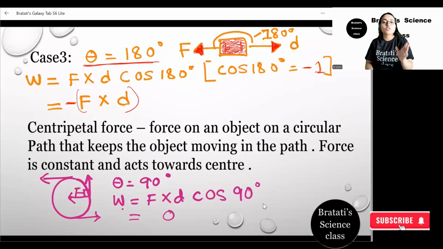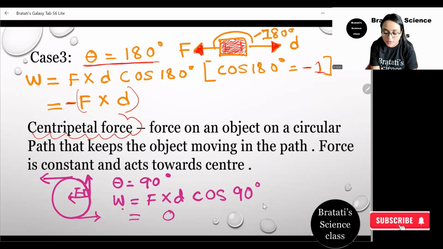So from this we can infer the work can be positive or negative. When the object is moved in the direction of the force applied, the work done is positive. But when the displacement of the object is in the opposite direction to the force applied, then it is negative work done. Clear?